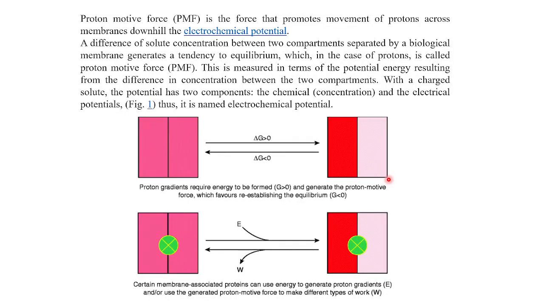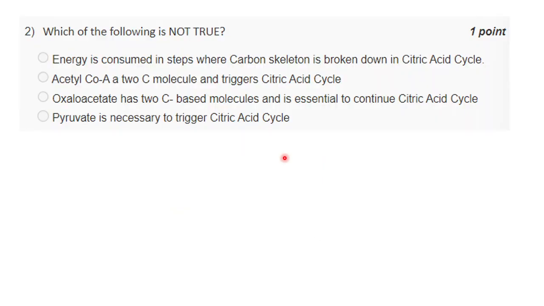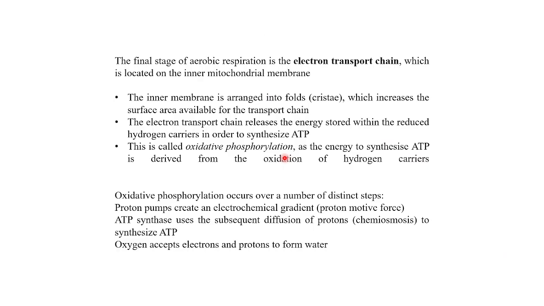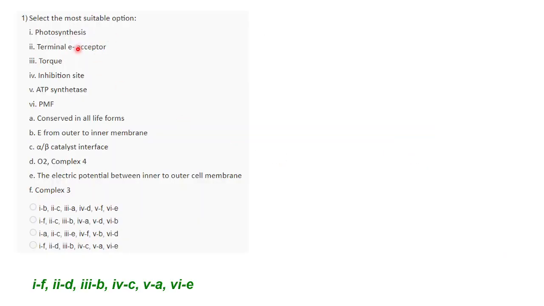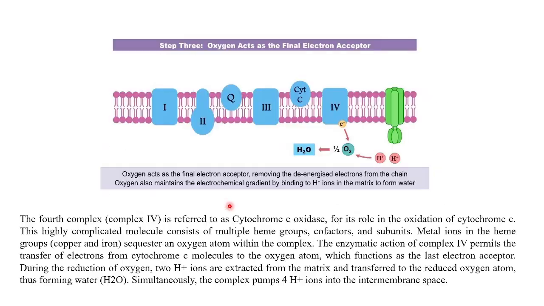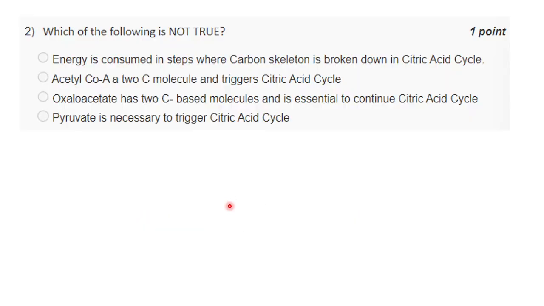So what is proton motive force? I've already talked about it. It's a force that promotes movement of protons across the membrane downhill in the electrochemical gradient. Proton motive force leads to the generation of ATP. According to the question, which was matching the sequences, these will be the correct answers. PMF is proton motive force, and ATP synthesis is conserved in most life forms because ATP is required in all life forms. So next question, which of the following is not true?